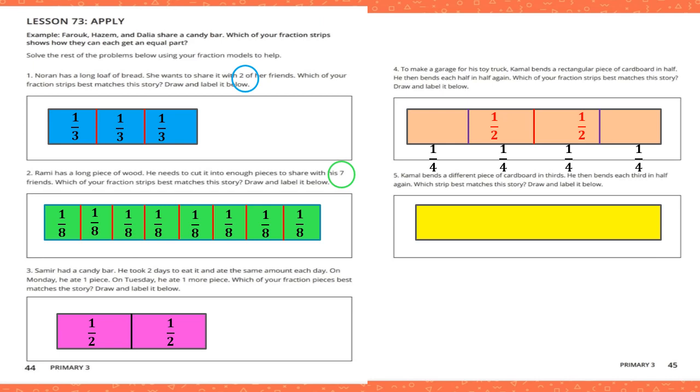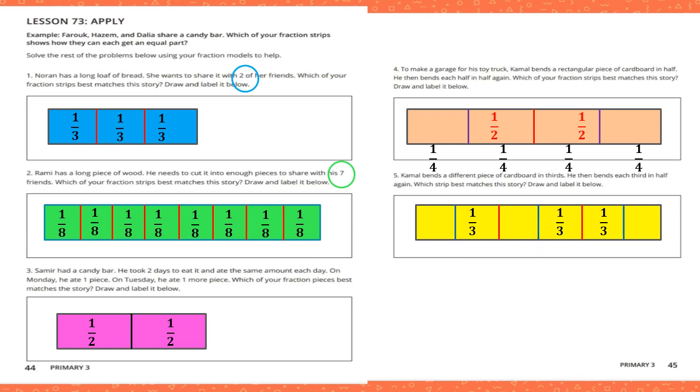Question number 5. Kamal bends a different piece of cardboard in thirds. Yeah, we have now a different piece of cardboard. He cut it into thirds. Thirds means 3 equal parts. Then he bends each third into half again. Focus here. We have 1/3 here, 1/3 here, and 1/3 here. Then he cut each third into half, like this.